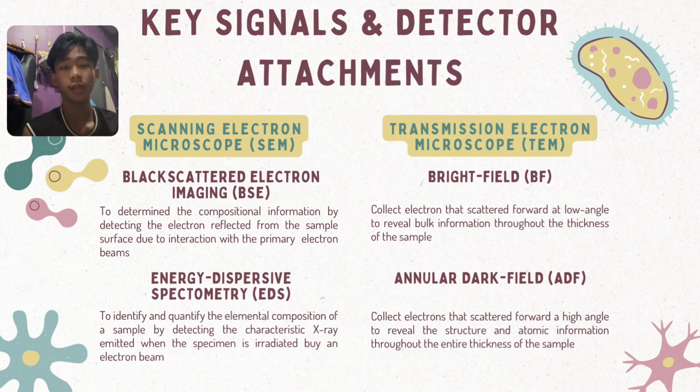Moving on to key signals and detector attachments, we decide this by the type of microscope used. For the scanning electron microscope, or SEM, we utilize backscatter electron imaging to determine compositional information based on atomic weight, and energy dispersive spectrum to identify and quantify elemental composition. For the transmission electron microscope, or TEM, we use bright field imaging to reveal bulk information through sample thickness, and annular dark field imaging to gather structural and atomic details.